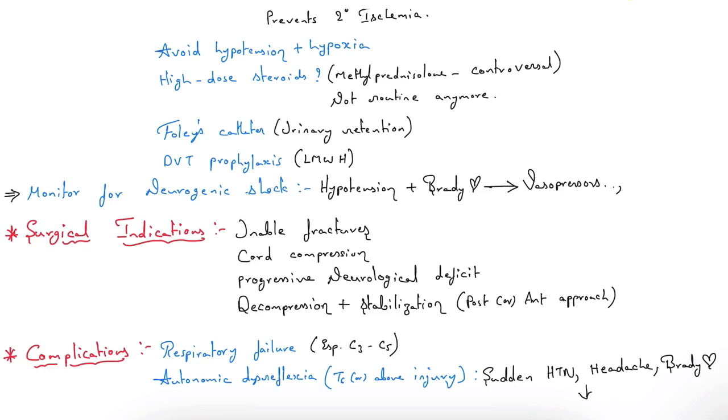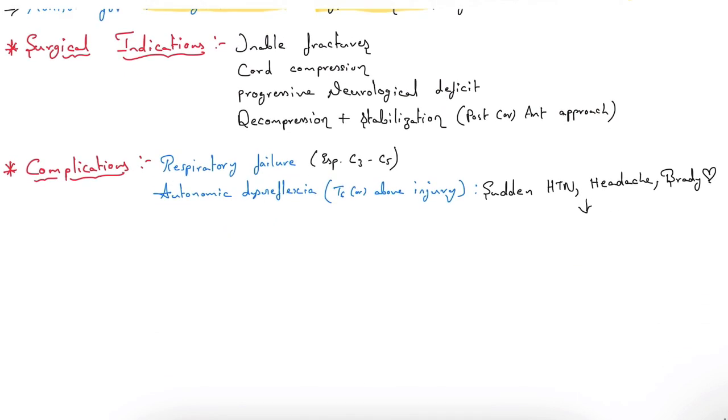Okay, next we can do a Foley's catheter for urinary retention, and we have to start deep venous thrombosis prophylaxis. We can start low molecular weight heparin, and we have to monitor for neurogenic shock, like hypotension and bradycardia, and use vasopressors. Okay, next one, in surgical indications, if a patient has unstable fractures or cord compression, then we have to do surgical decompression, especially in incomplete injuries.